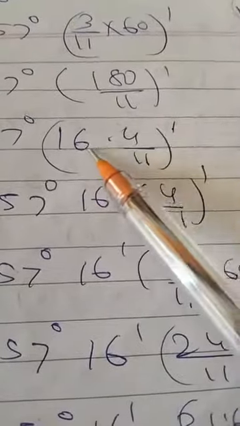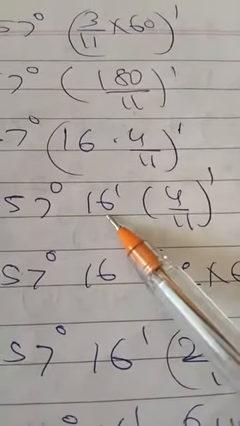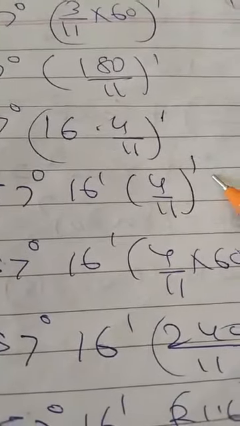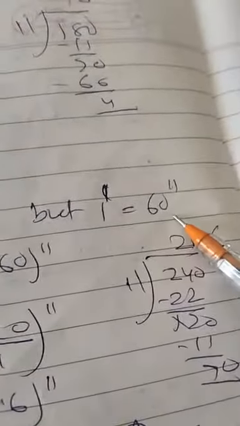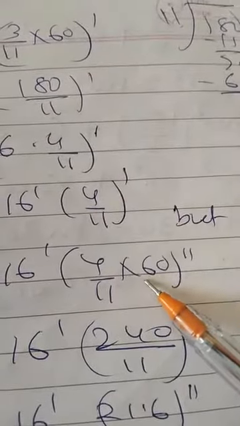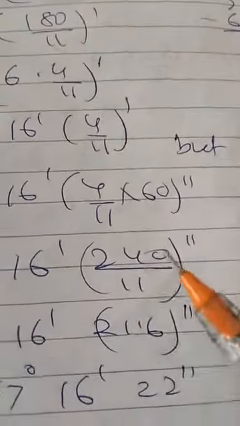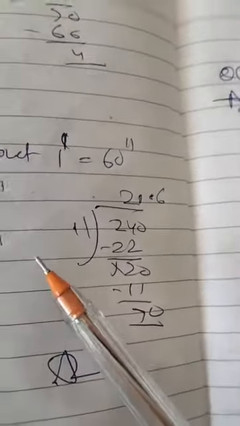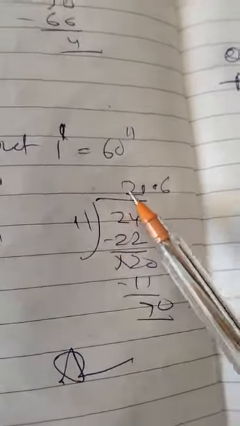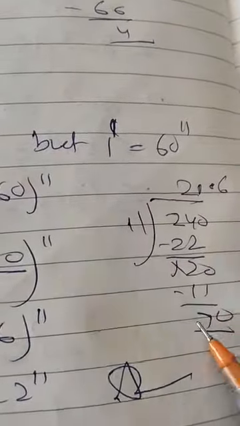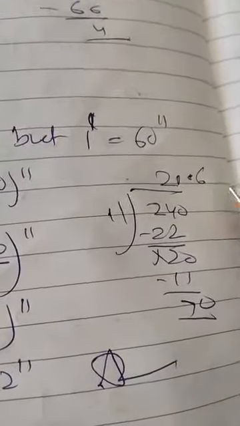So we can write 16 complete minutes and 4 by 11 minute. And we know the relation that 1 minute is equal to 60 seconds. Multiplying by 60, we get 4 by 11 into 60 seconds. That comes to 240 by 11 seconds, dividing it up to the decimal because there is no such value after second. 11 2s are 22, we get 2, then 20; 11 1s are 11; then 70, decimal, getting 0; 11 6s are 66.